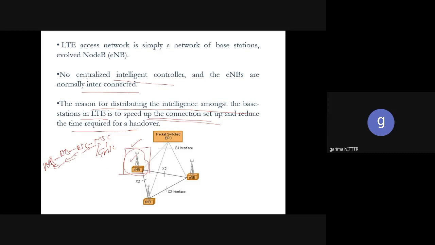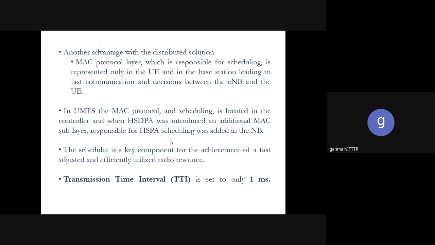So they have eNode B connections with each other, and ultimately all eNode Bs are connected to the Evolved Packet Core Network. Another advantage of this distributed solution, with eNode Bs connected to EPC directly, is that the medium access control protocol layer, which is basically responsible for scheduling in mobile communication, is represented only in the user equipment and the base station.